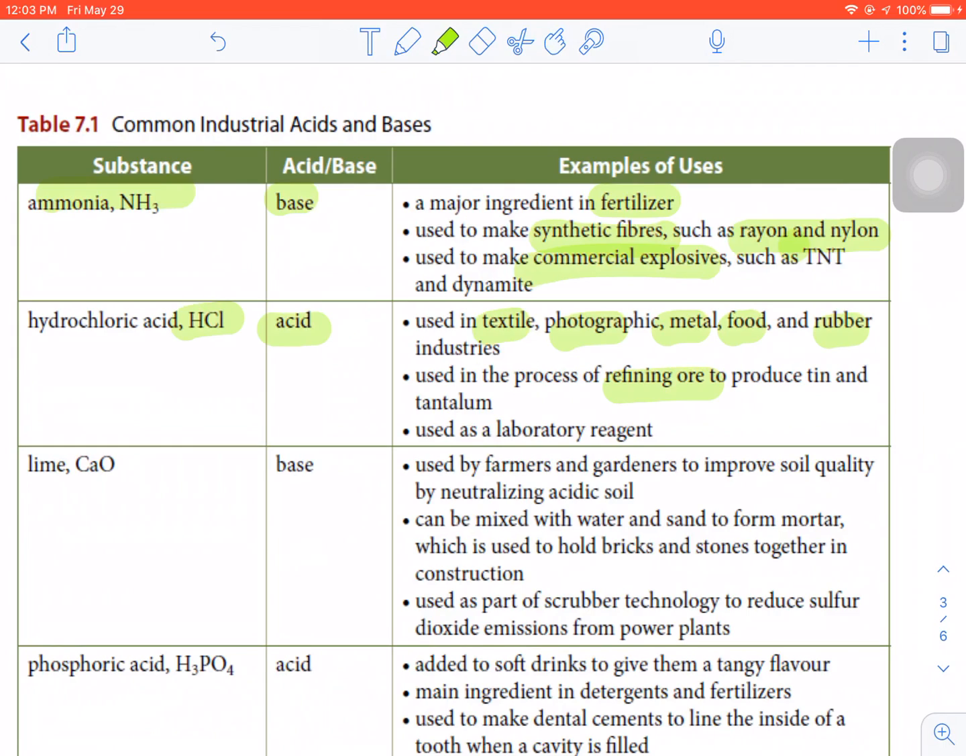And if you work in a lab of any sort, whether it's a foods lab or a medical lab or a hospital lab or a pharmaceutical lab, you're going to be using acids all the time, such as HCl, hydrochloric acid. We've got a chemical, it's called lime.